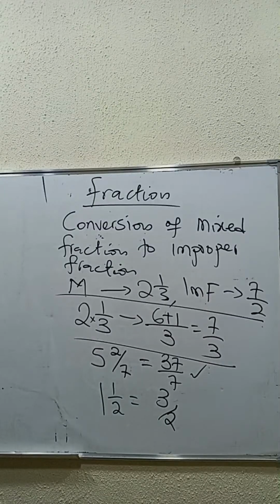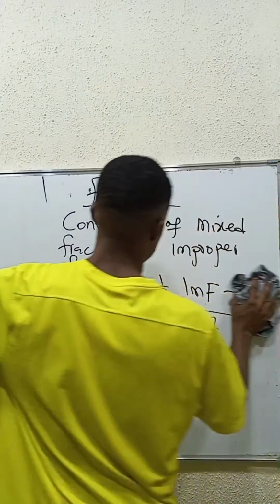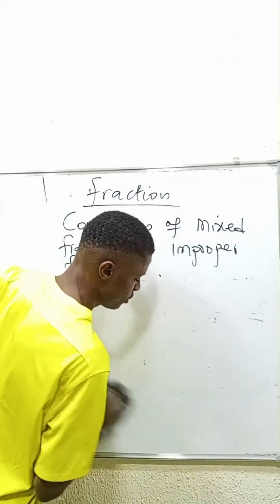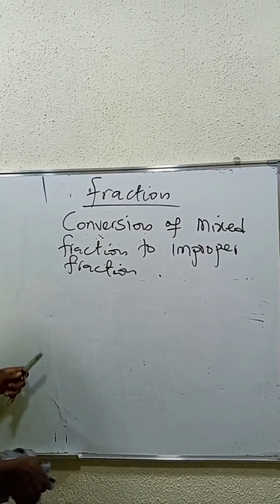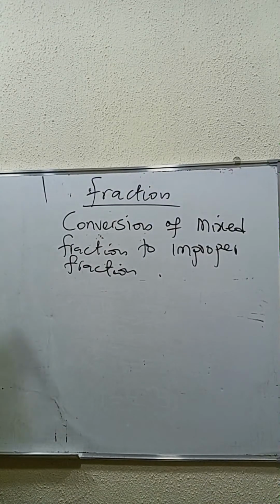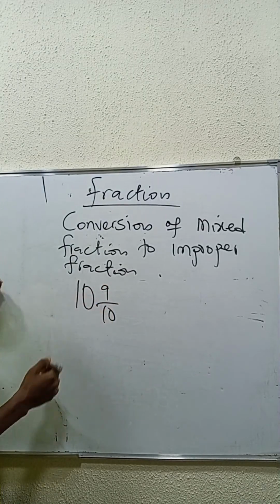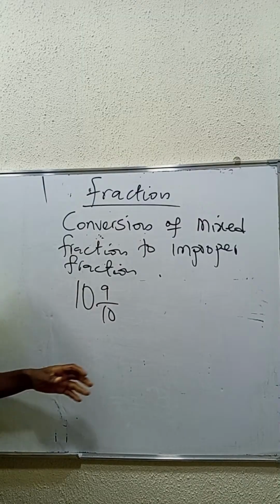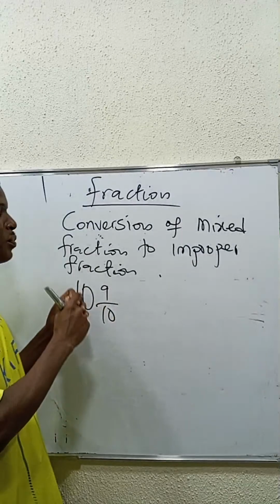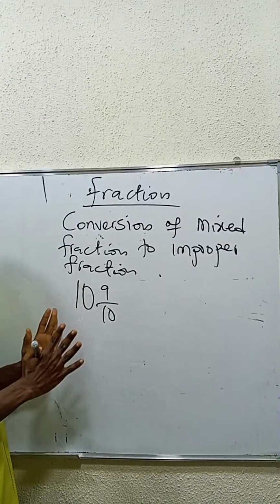Okay, so the next one we have to look at. Let's look at the next one. Let's say we are told to convert 10 wholes 9 over 10. Good. Let's interact. Very well. So for you to solve this is very simple.